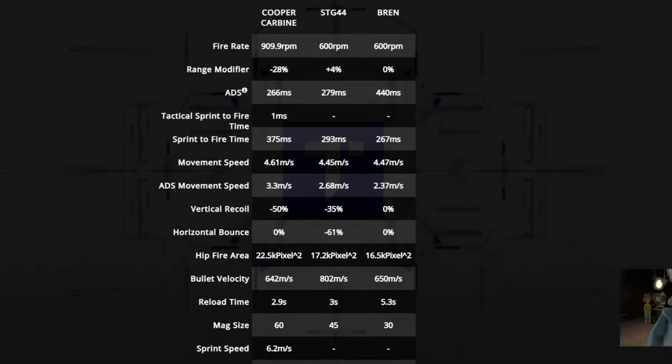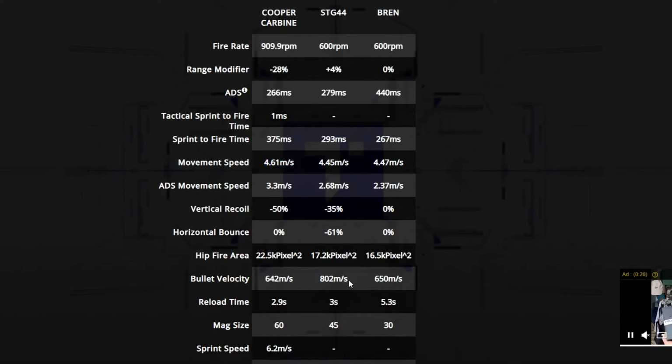Now we're going to take a look at the mobility stats, and we're also going to take a look at the fire rate and bullet velocity. So when it comes to fire rate, the Cooper Carbine has a huge advantage. It's a lot more forgiving if you happen to miss any shots. And when it comes to ADS speed, the Cooper Carbine is slightly faster, so it's a little more snappy than the STG. And when you look at movement speed, the Cooper Carbine also has an advantage there. The Cooper Carbine has slightly faster movement speed than the STG.